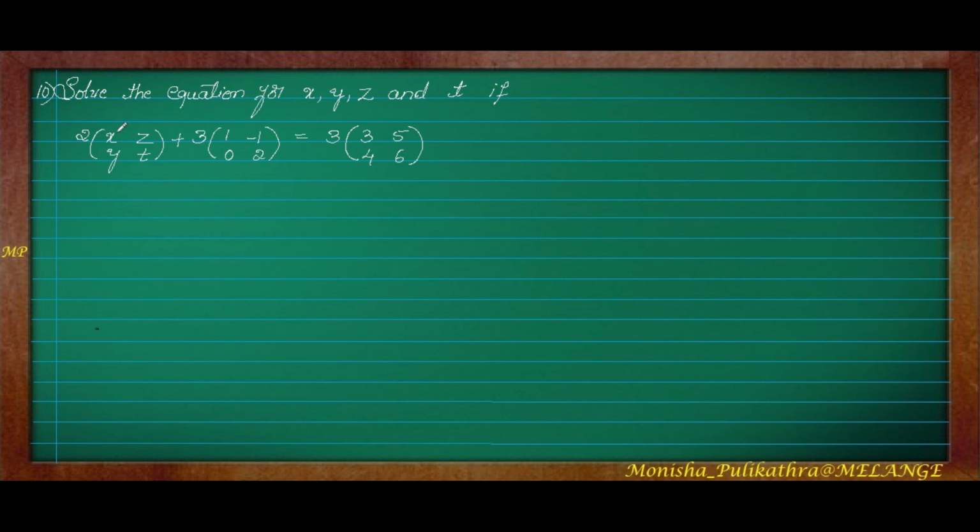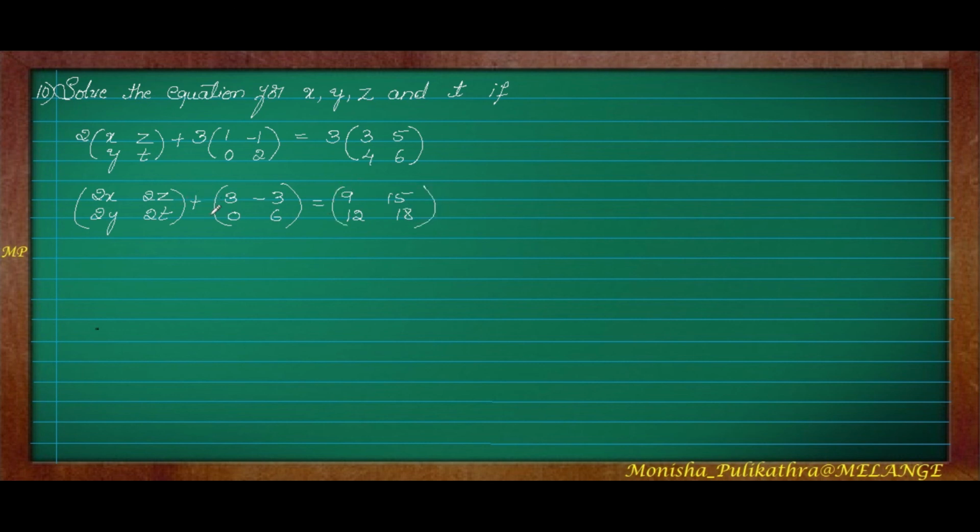First we have to multiply the first matrix with 2, the second one with 3 and also this one with 3. So it will become 2x, 2z, 2y and 2t, plus 3 into 1, 3 into minus 1, 0 and 6, is equal to 3 nines are 27... 3 threes are 9, 3 fives are 15, 3 fours are 12 and 3 sixes are 18.